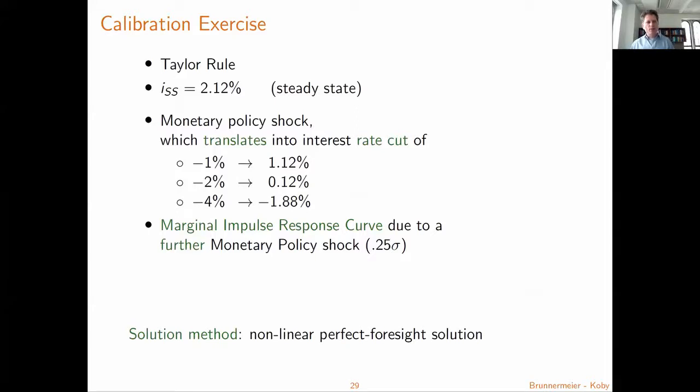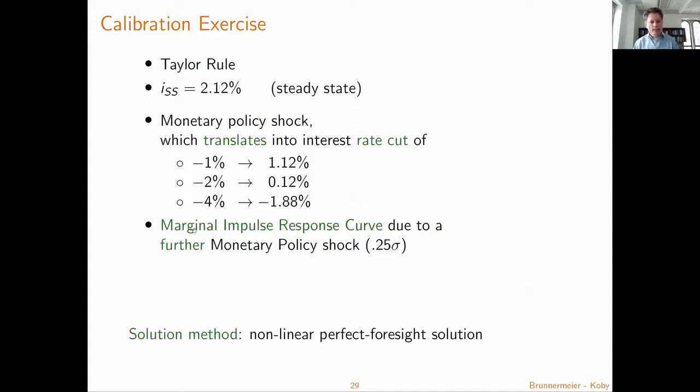Now let me just say the thought experiment we do. So we have a Taylor rule. The steady state interest rate is about 2.12%. And then what we do is say, okay, let's have a monetary policy shock, which would move the interest rate away from the steady state, 2.12%, let's say down 1% to 1.12%. And then what happens if we had another shock? Would that be counterproductive or not? So there's an initial monetary policy shock, and then we move another marginal shock. First we move down by 1%, then we have this shock, and then let's move again. Or we move it down by 2%, the initial shock, so we're around 0, then go negative, or we move it down by 4%, and then we move it a little bit further, another marginal shock.